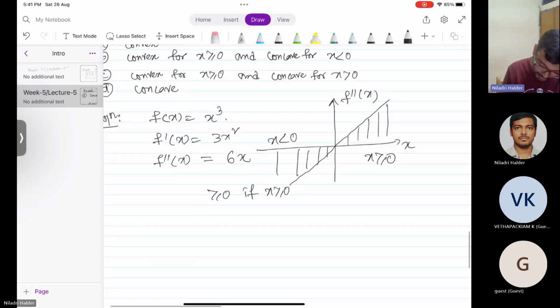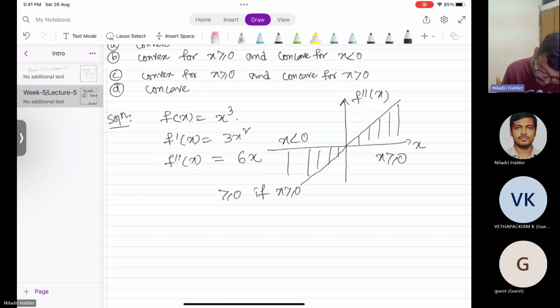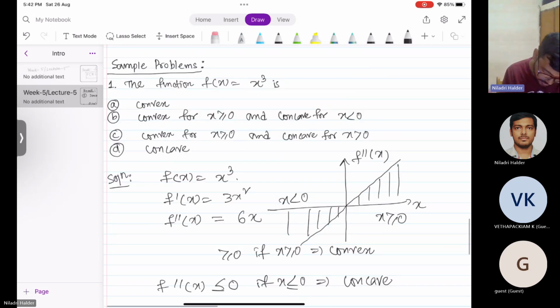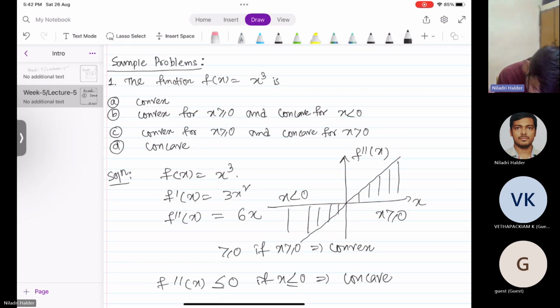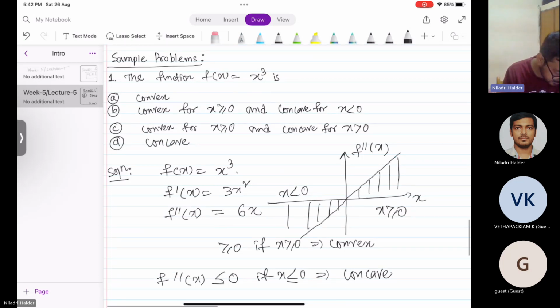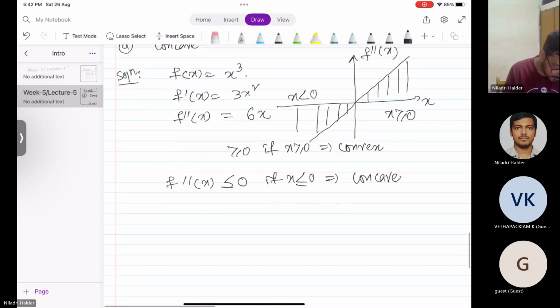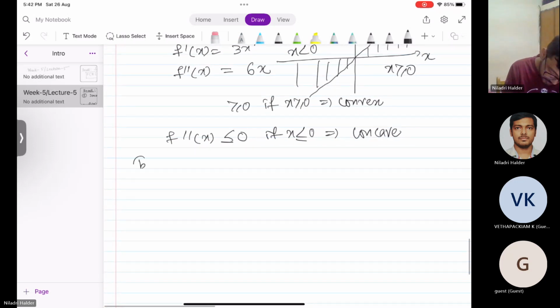So for x greater than or equal to 0, it is convex. And f double dash x is less than or equal to 0 if x is less than or equal to 0. That means it's concave. So which option is true here? The option is convex for x greater than or equal to 0 and concave for x less than 0. So this second option is correct. Option B is correct.